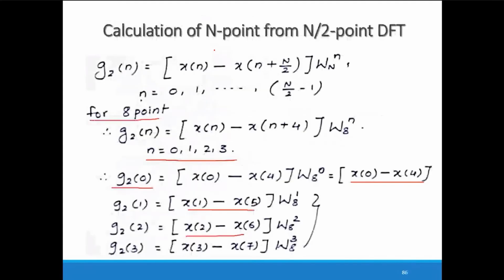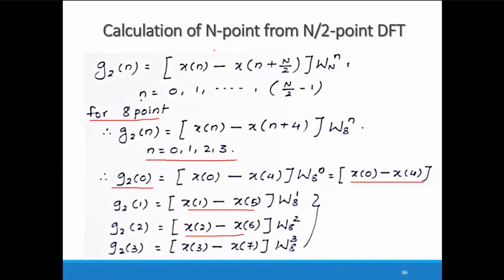G2n, can you explain the twiddle factor? This one. Yeah, this is as per the equation. We are writing omega N raised to n. So here we have taken the 8-point twiddle factor, so omega 8 raised to n. Here first is G2 0, so the first term is 0. So I am writing omega 8 raised to 0 for the first, second is omega 8 raised to 1, third is omega 8 raised to 2.